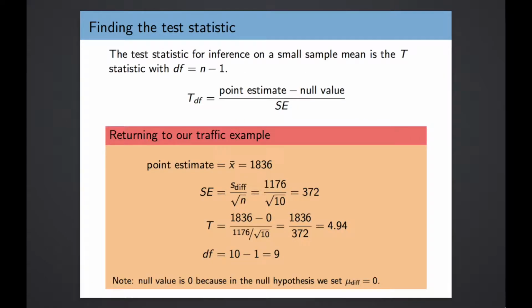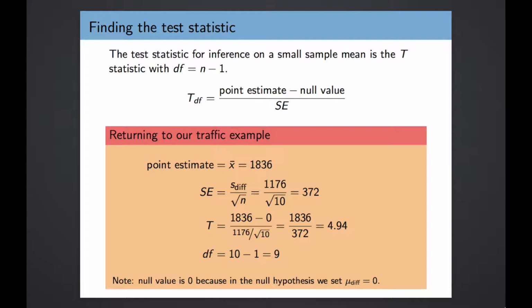The way that we calculate our test statistic when we use the t-distribution should look familiar to you. It is our point estimate minus our null value divided by a standard error. So that is exactly the same as the test statistic for a z-distribution. An important difference is that the way that we use that test statistic is dependent on degrees of freedom. So degrees of freedom for the t-distribution is equal to n minus 1, so our sample size minus 1.